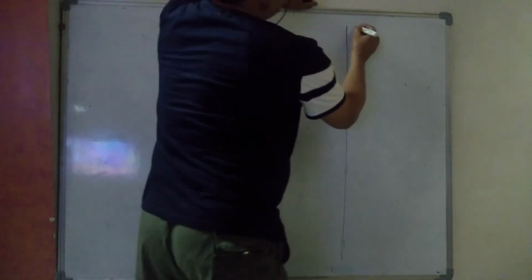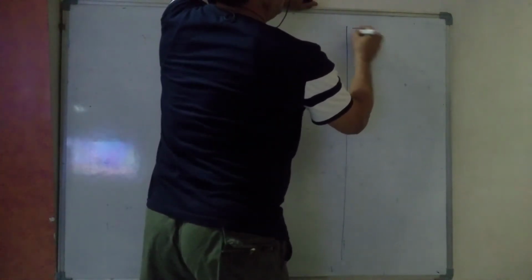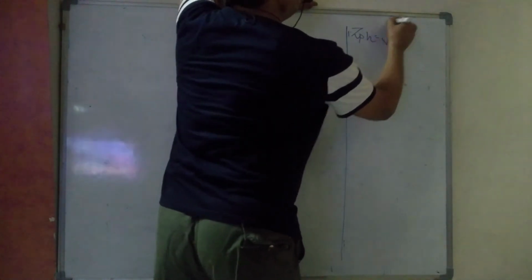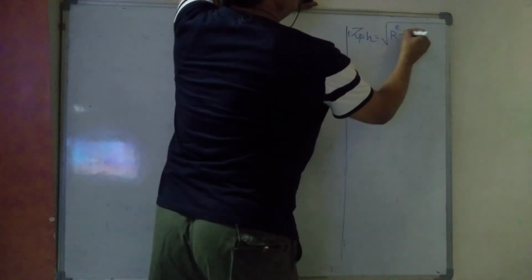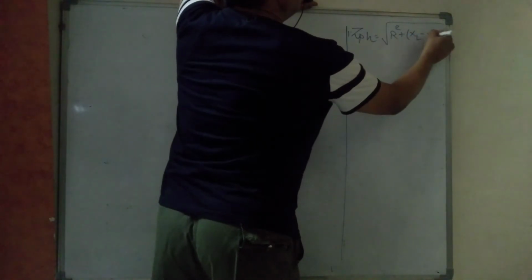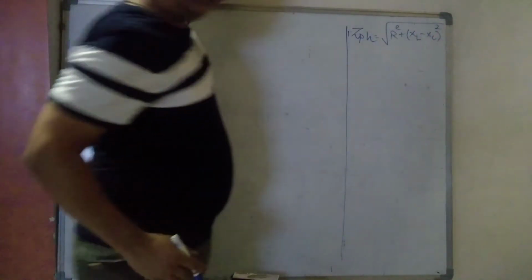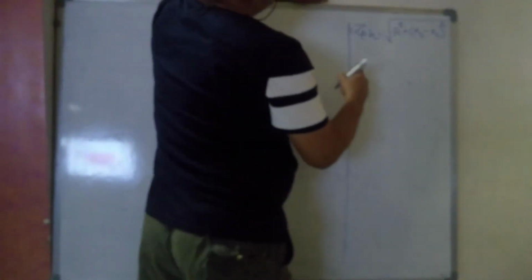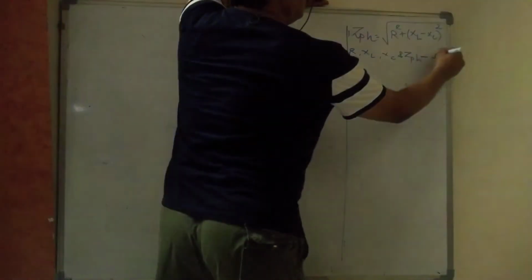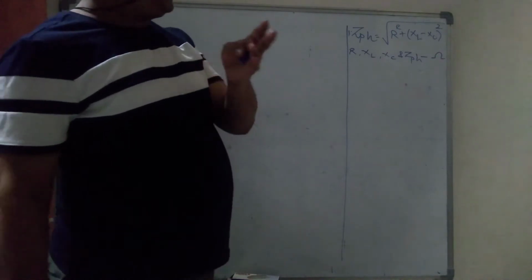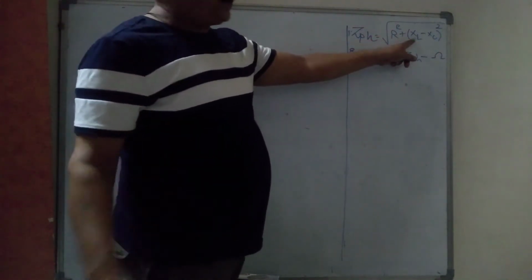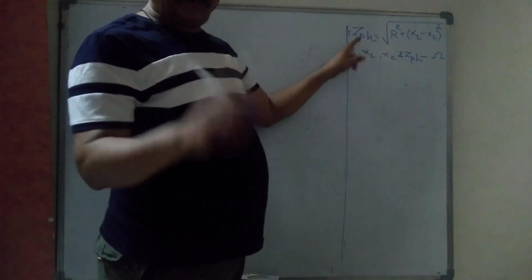First, ZPH is given to you, or R, XL, XC and ZPH. Everyone has the unit of ohms. R is resistance, XL is inductive reactance, XC is capacitive reactance and Z is impedance.